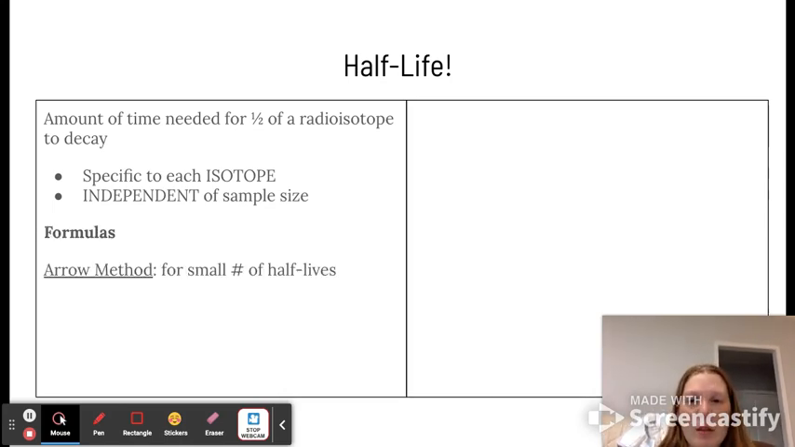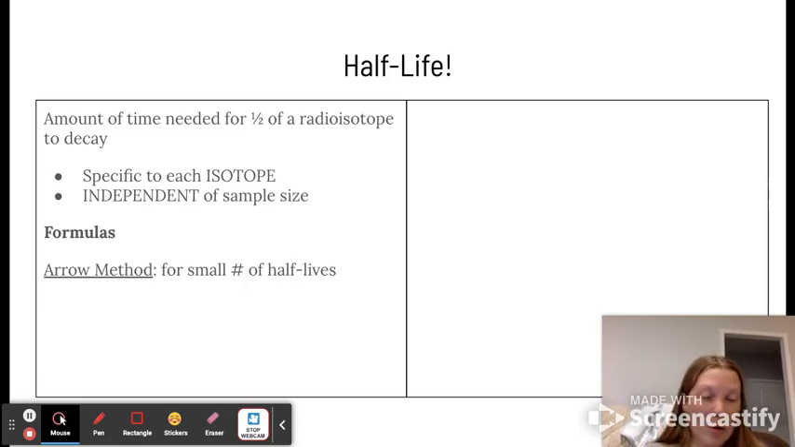So we have some formulas to look at here. The first one is the arrow method. This is the one I tend to teach starting off because it's just easier. People can visualize the half-lives occurring. And you can use this for small numbers of half-lives, because you don't want to do this if you go through like 20 of them.